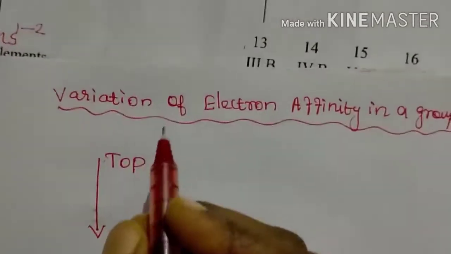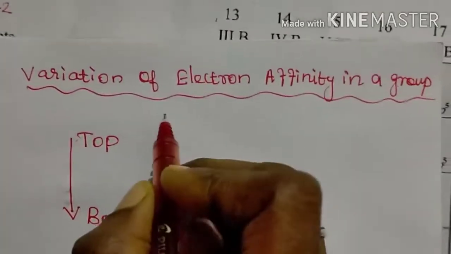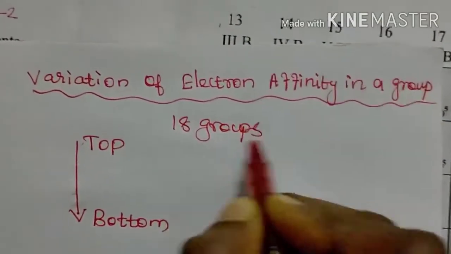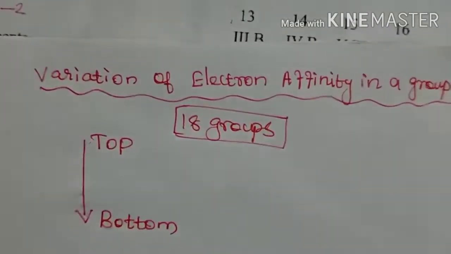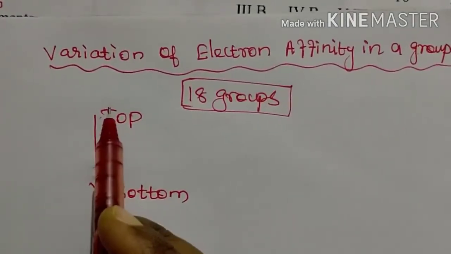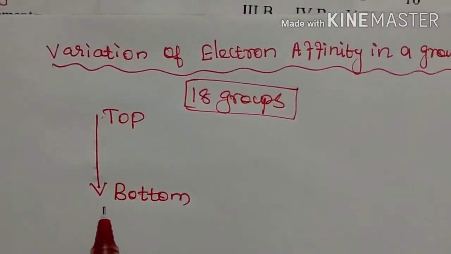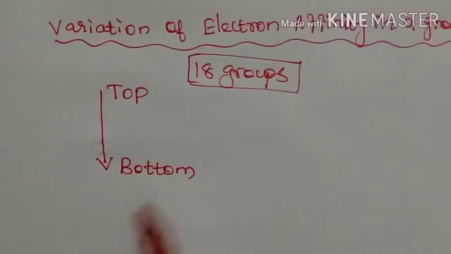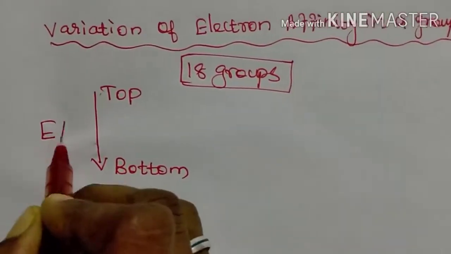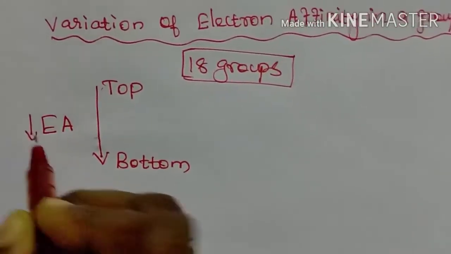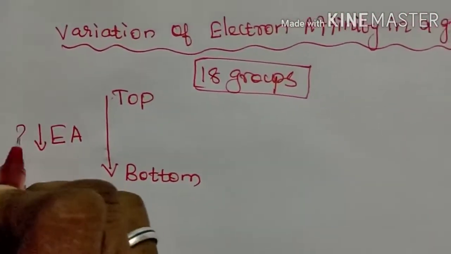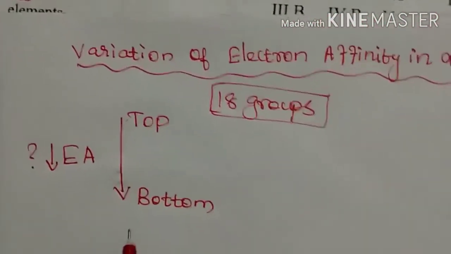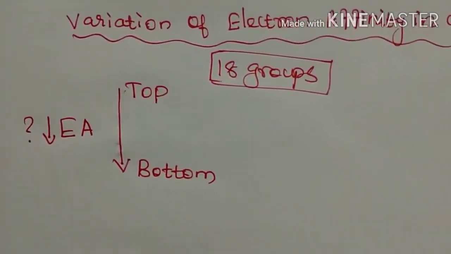You already know that there are 18 groups in total present in your modern periodic table. And when you move from top to bottom of the modern periodic table, electron affinity is generally decreasing. Okay, so why is it decreasing? Why is electron affinity decreasing from top to bottom of the modern periodic table?